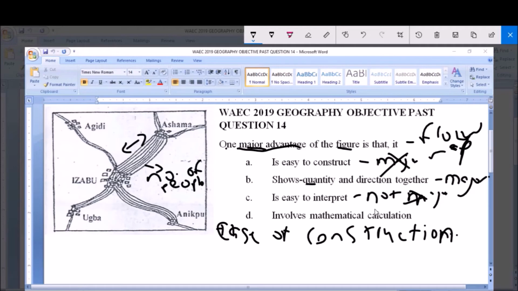This is considered a major advantage of the flow map.